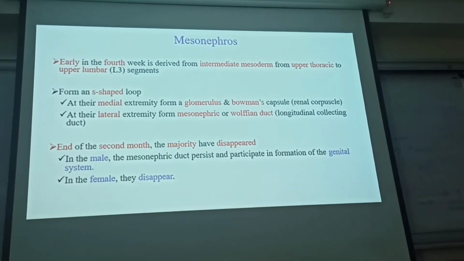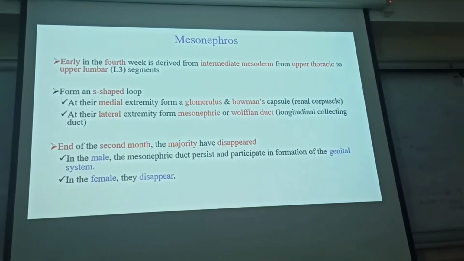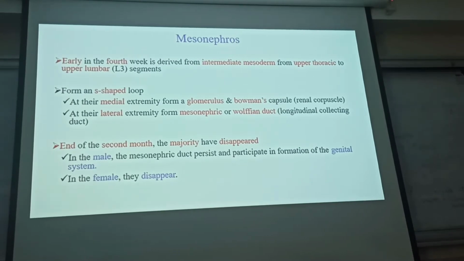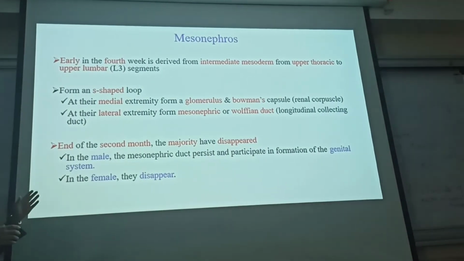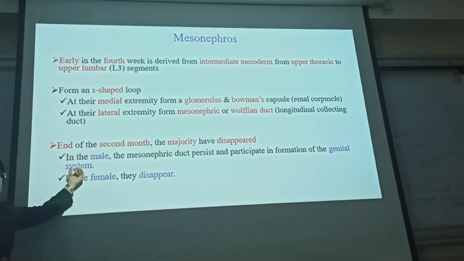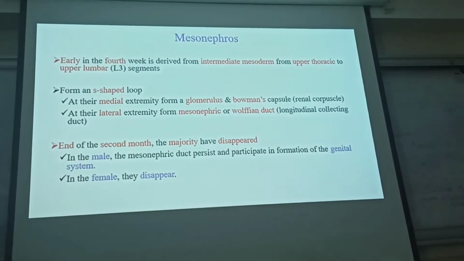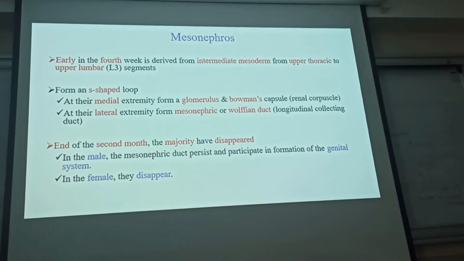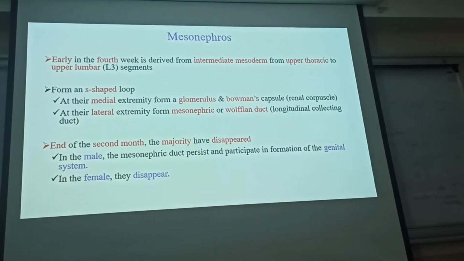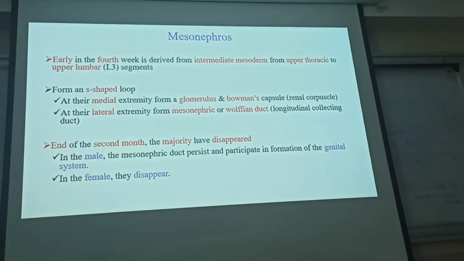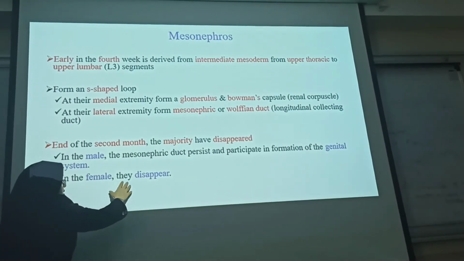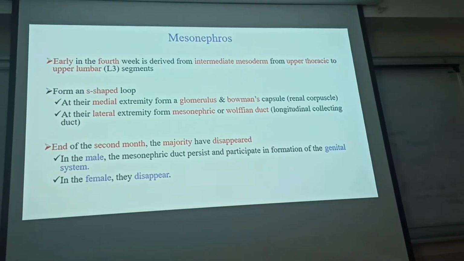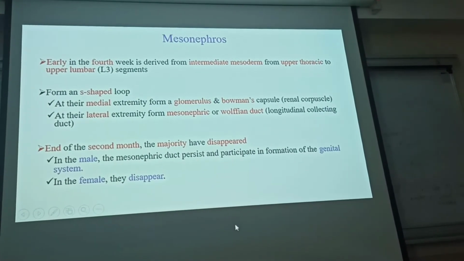At the end of second month, all of the structures of mesonephros disappear, except mesonephric duct in the male, just in the male. In the female, mesonephric duct disappears. And in the male, mesonephric duct gives rise to the genital system.